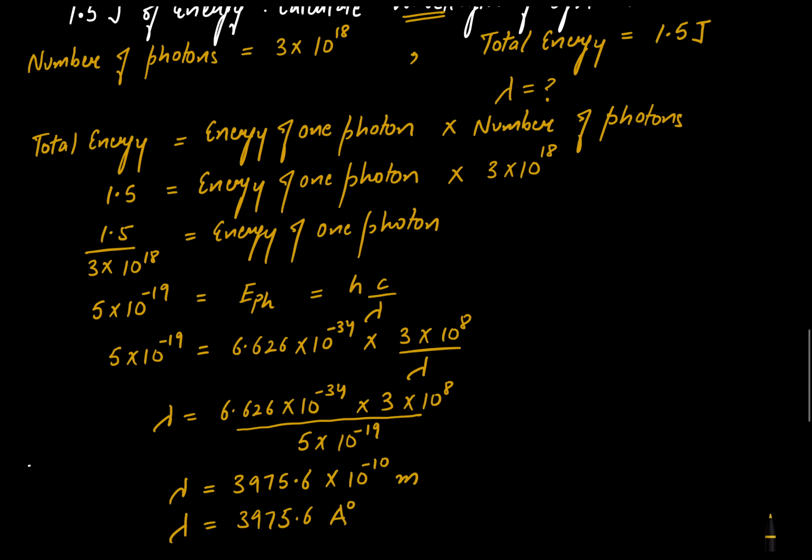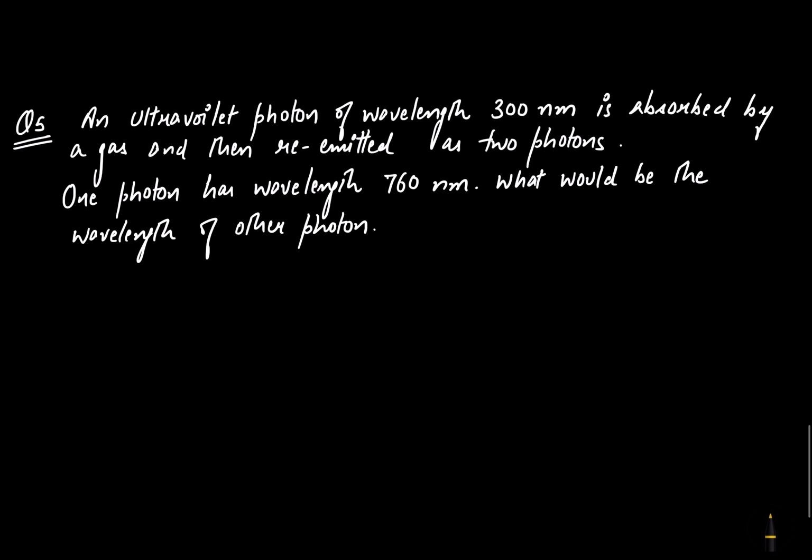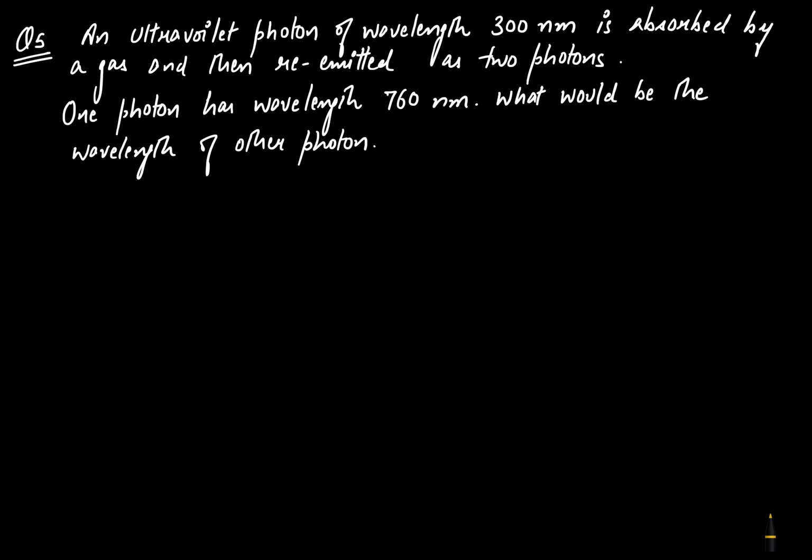So that was my fourth numerical. It was also an easy one. Now let's move to the fifth numerical. Now what was the fifth numerical saying? An ultraviolet photon of wavelength 300 nm is absorbed by a gas and then re-emitted as two photons. One photon has a wavelength of 760 nm. So what would be the wavelength of the other photon?